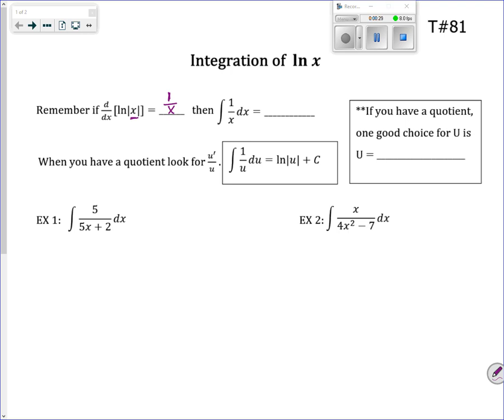So if I say integrate 1 over x, then who has a derivative of 1 over x? That would be natural log, and notice that the absolute value shows up here. So you have to put the absolute value marks there. They don't show up in the question, they show up in the answer.